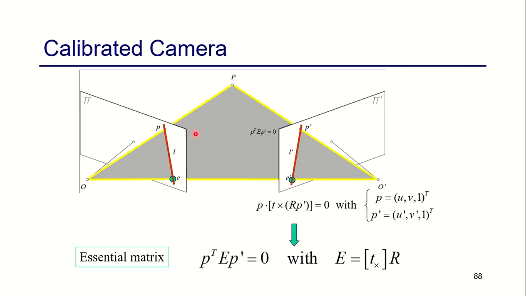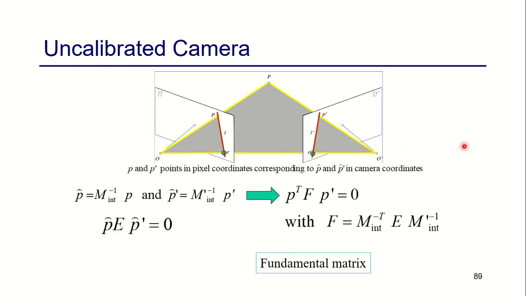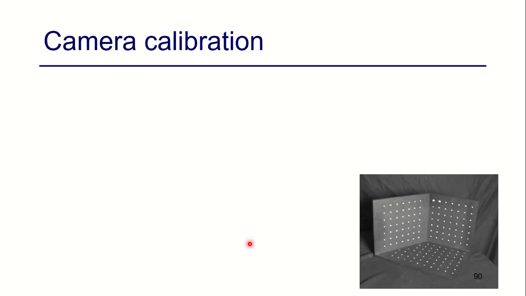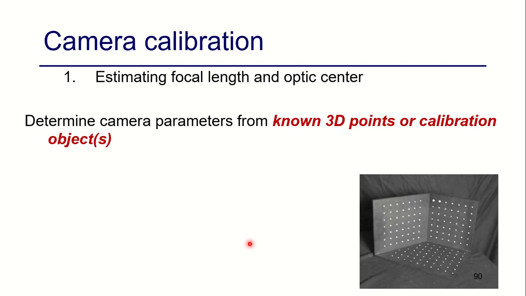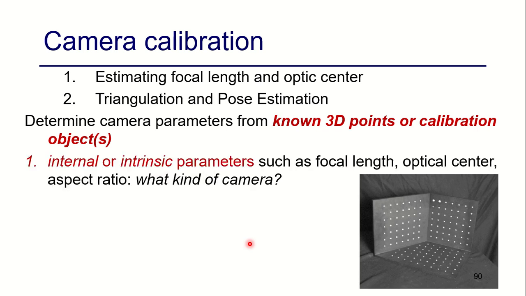This gives the essential matrix for a calibrated camera, and the pictures represent how your calibration is being made. And the next is the fundamental matrix for the uncalibrated camera. And in camera calibration, we determine the camera parameters from known 3D points or calibration objects. We estimate the focal length and optical center, and do triangulation and pose estimation.